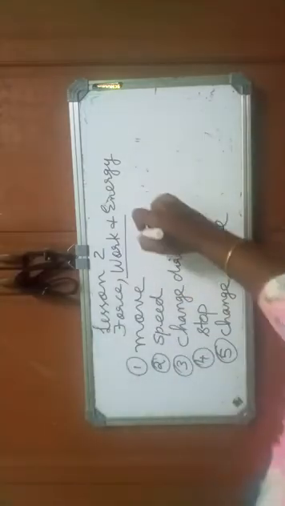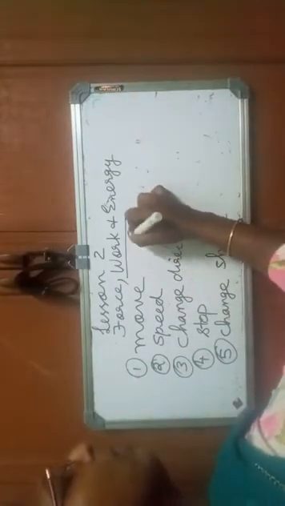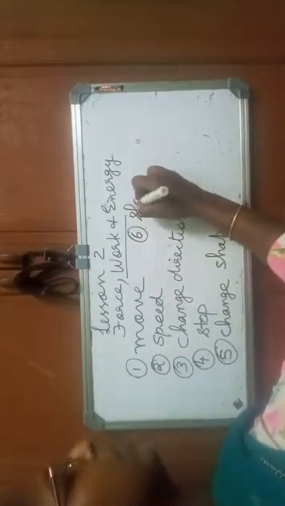Next, see in a swing. If you are swinging, you can slow down or you can increase the speed. Opposite of increasing speed is slowing down the speed. So force can slow down a moving object.